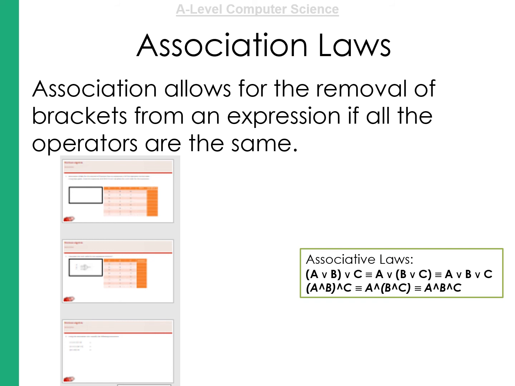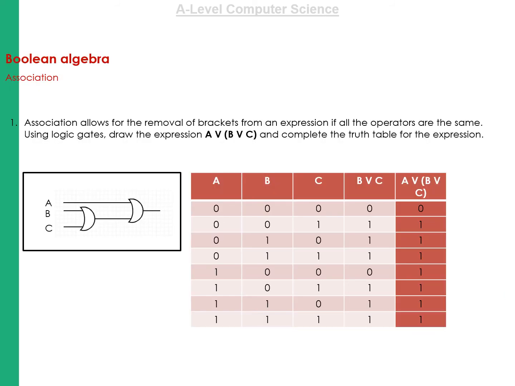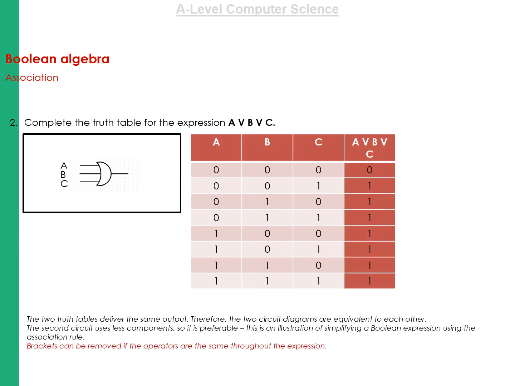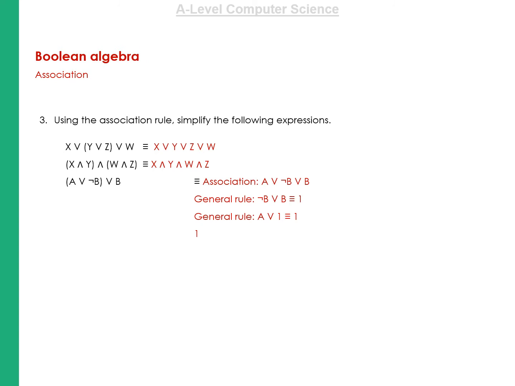Try and complete the task in your workbook. Here you can see the answers. The first one, we've got A or B and C in brackets, gives the following result: a 0 at the top and the rest are 1s. So here's the same expression, but this time using the association law with the brackets removed. On this one here, you can see that it's exactly the same output. So here you can see the answers to the results of the association rules. Check you got them correct and make any improvements when needed.